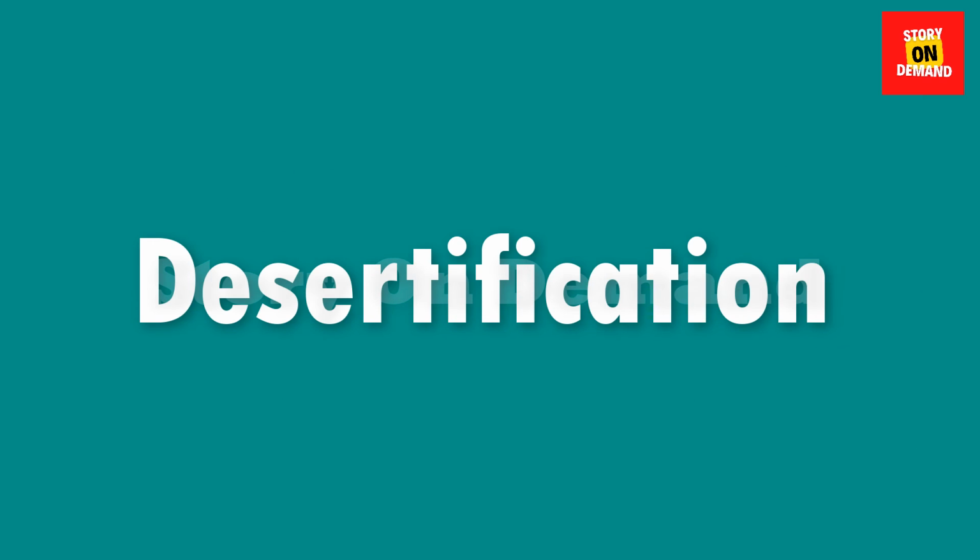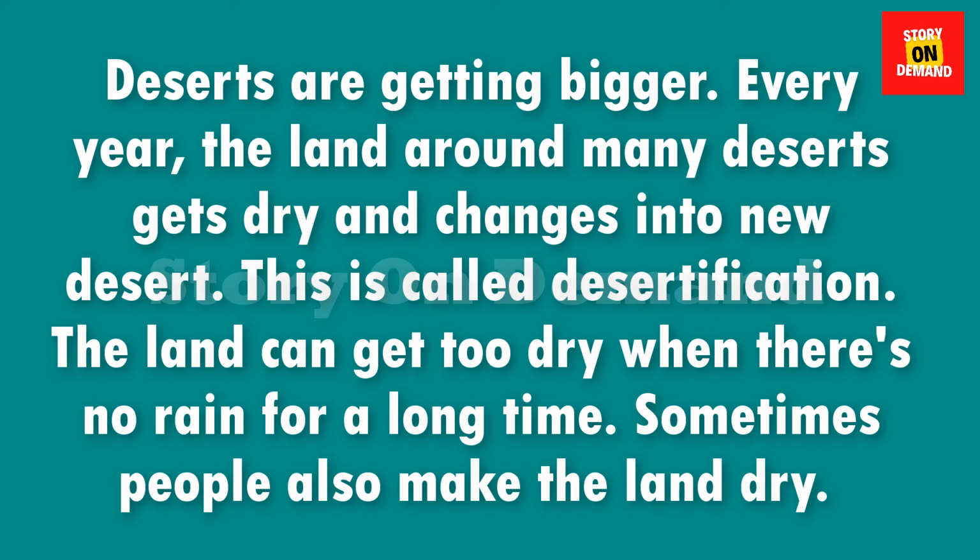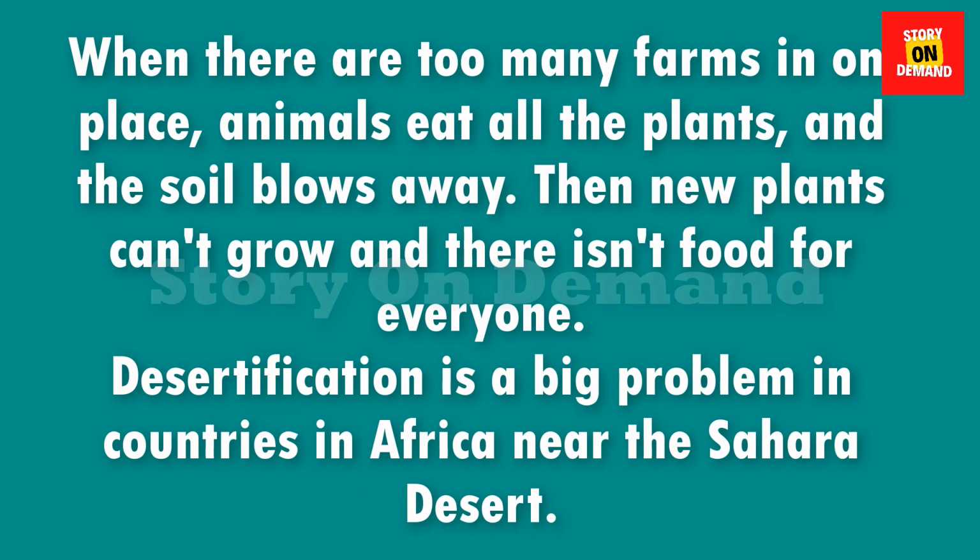Chapter 10. Desertification. Deserts are getting bigger. Every year, the land around many deserts gets dry and changes into new desert. This is called desertification. The land can get too dry when there's no rain for a long time. Sometimes people also make the land dry. When there are too many farms in one place, animals eat all the plants and the soil blows away. Then new plants can't grow and there isn't food for everyone.